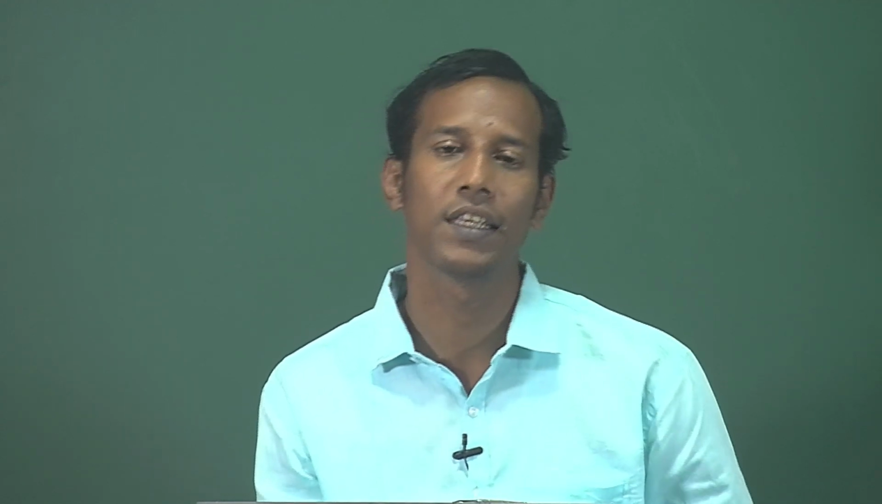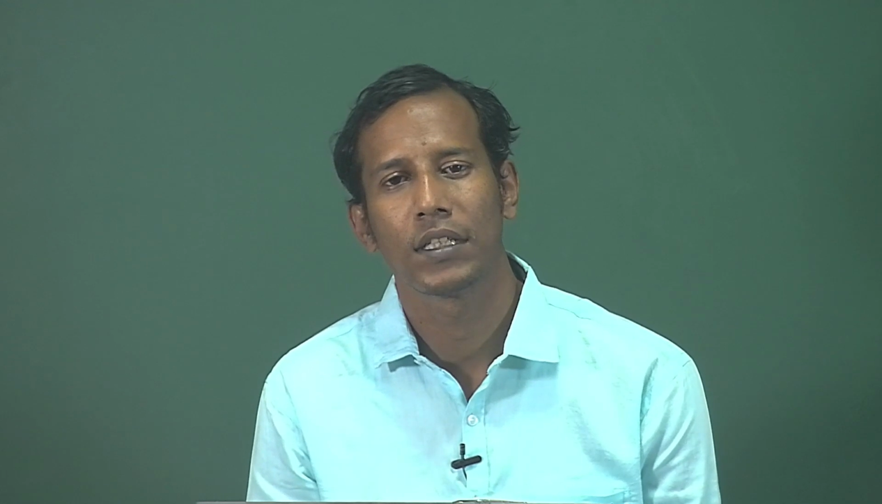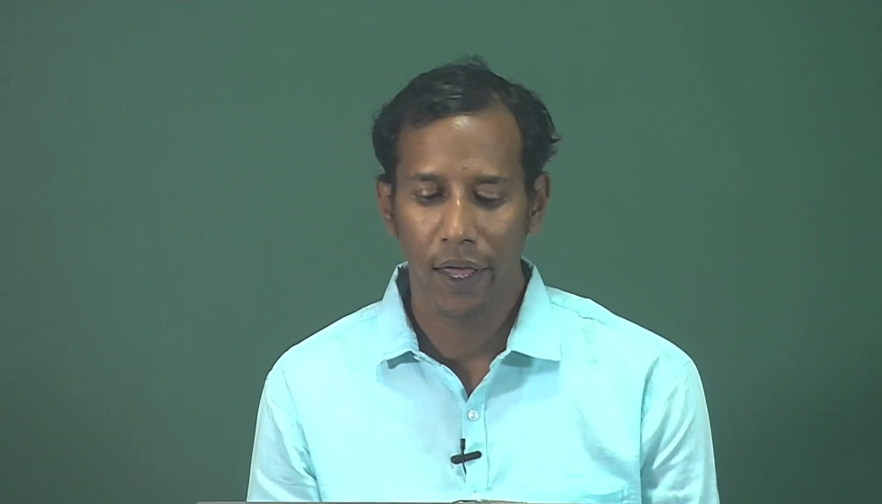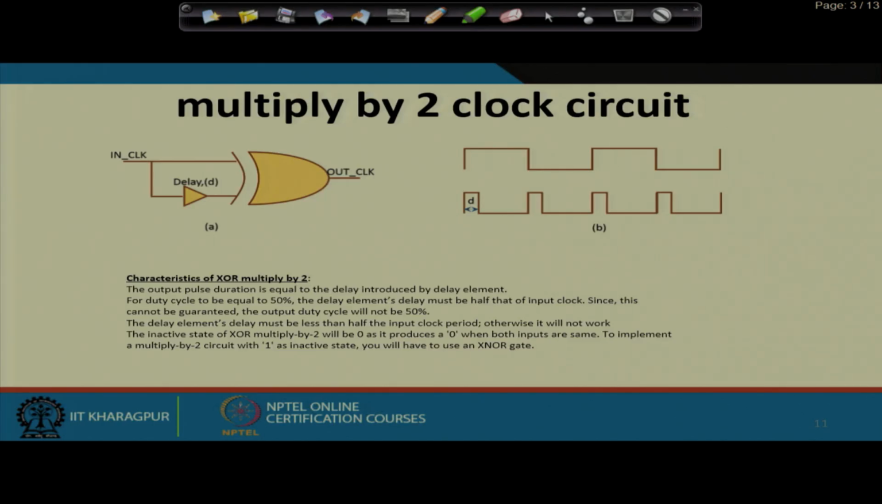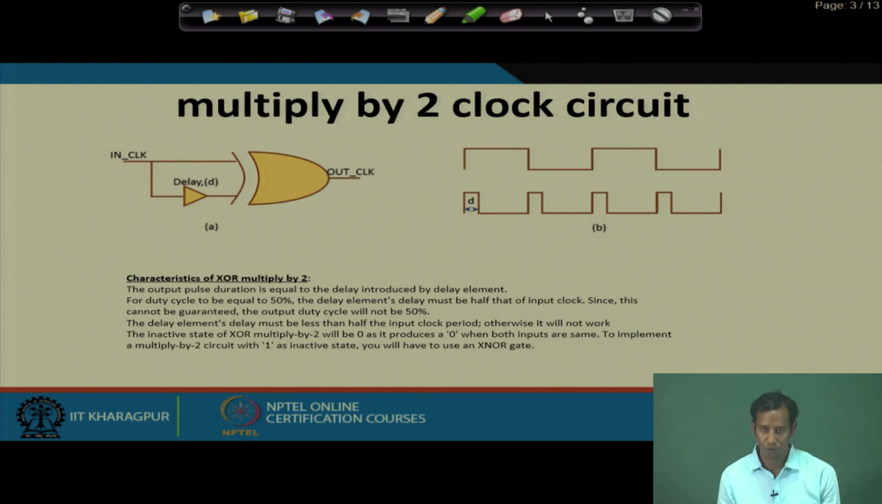So, today we will see another circuit that you have been asked to design: a clock circuit which will be multiplied by 2. How can we design a circuit that gives me clock signals where the frequency of the clock is doubled?